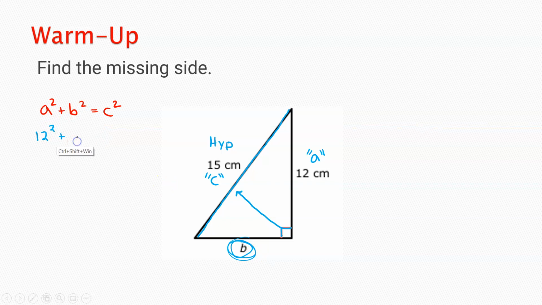Well, that's the one I don't know. b to the second power is equal to c to the second power, and we know that c is our hypotenuse here, which is 15. 15 to the second power.